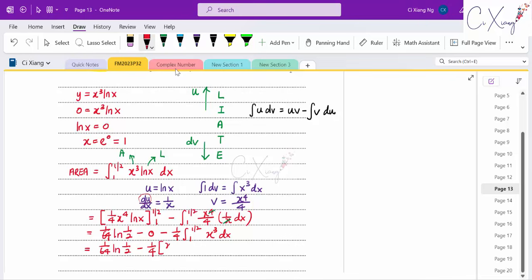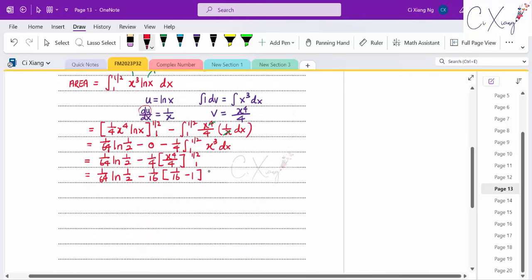For x power 3, if you integrate, you are having x power 4 over 4. Of course, don't forget about the limits of half and 1. Copy the number at the first term. Then I will take out the 4, it becomes 1 over 16. Substitute half into the x power 4, I'm having 1 over 16 also. Substitute 1 into the x power 4, I'm having a 1. So I minus 1. From here, I want to try and simplify the terms.